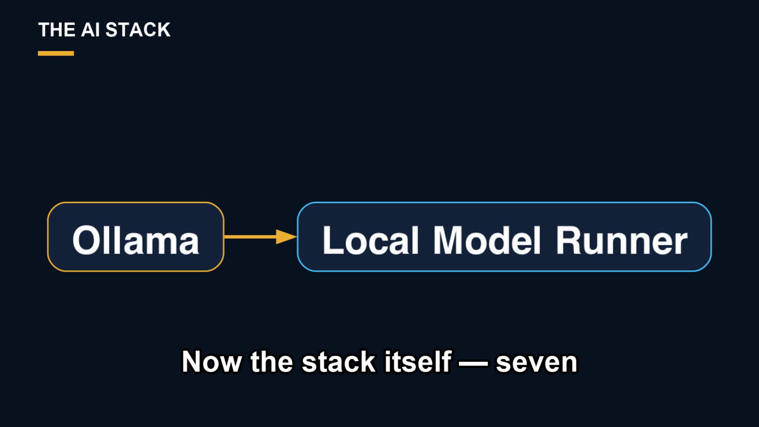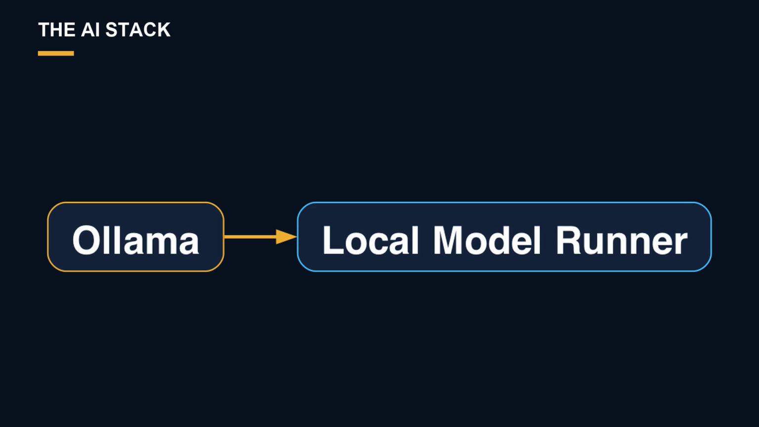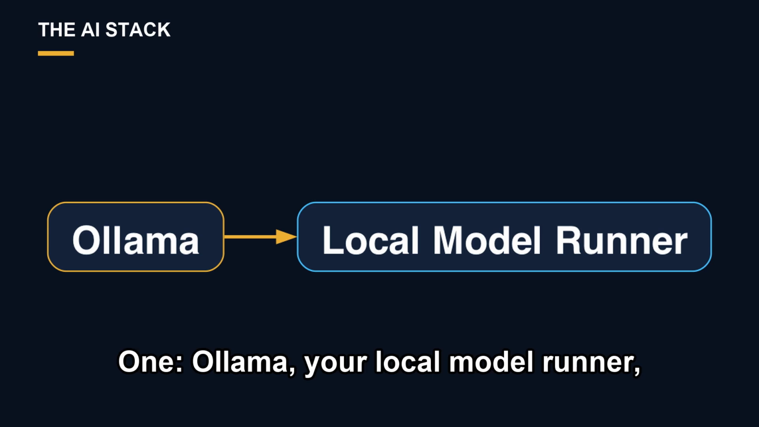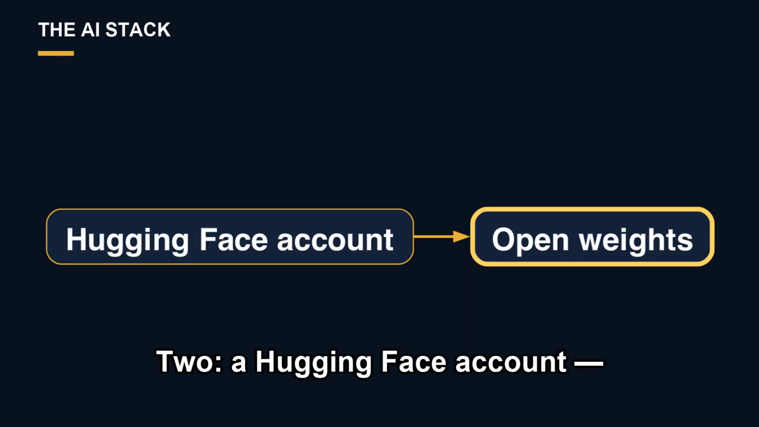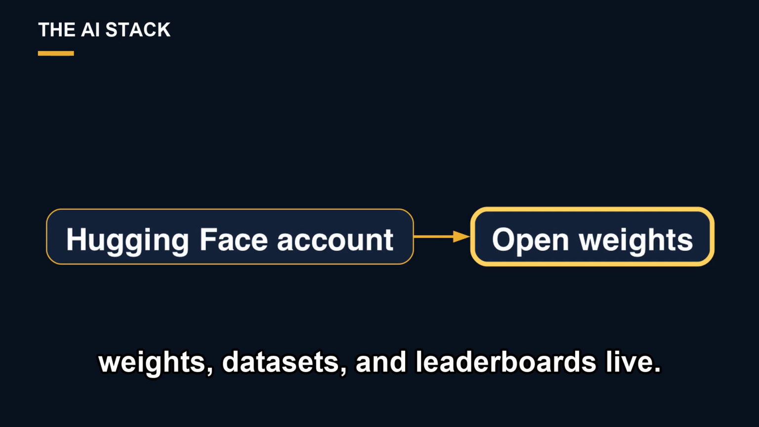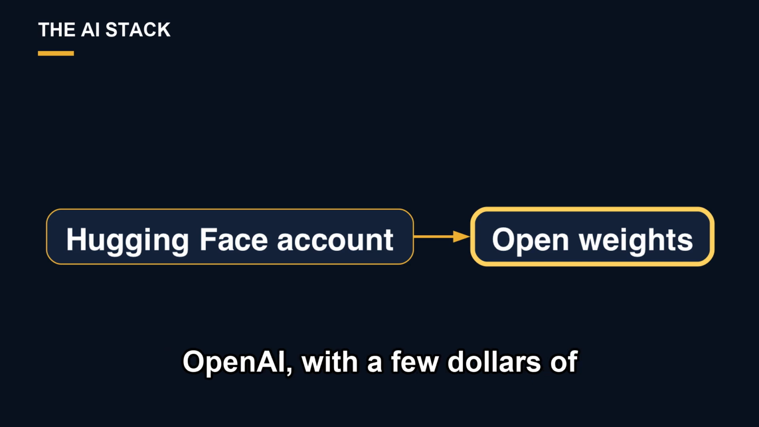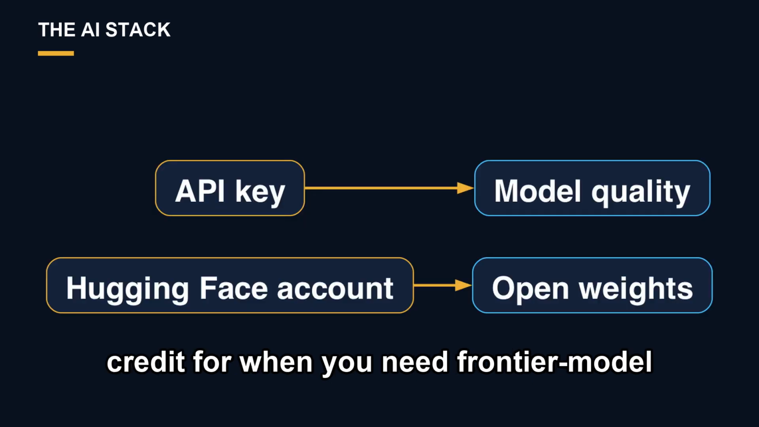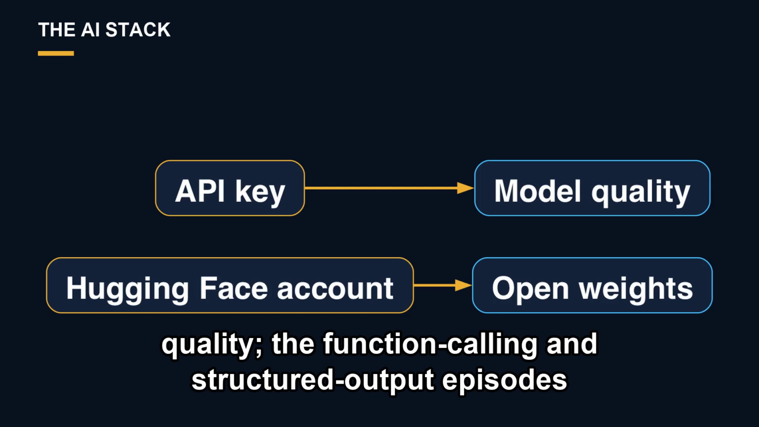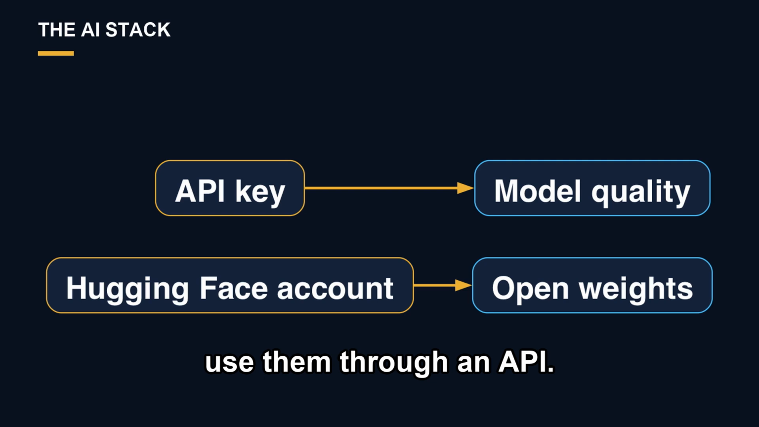Now the stack itself, 7 free things, each one mapping to an episode you have already watched. 1. Ollama, your local model runner from episode 7. 2. A Hugging Face account, the GitHub of models, where open weights, datasets, and leaderboards live. 3. One API key, Anthropic or OpenAI, with a few dollars of credit for when you need frontier model quality. The function calling and structured output episodes come alive the first time you use them through an API.